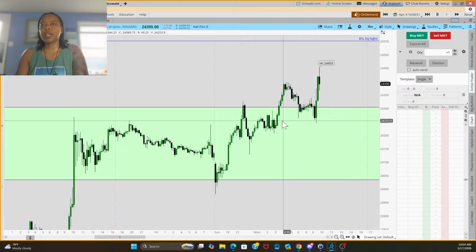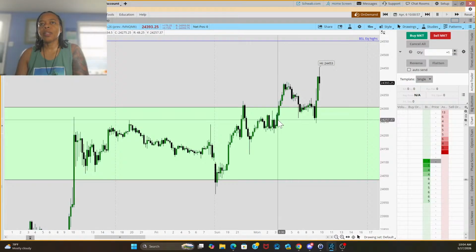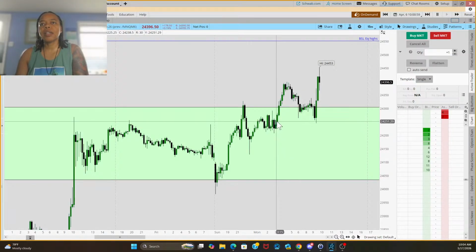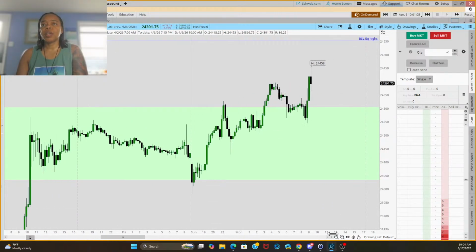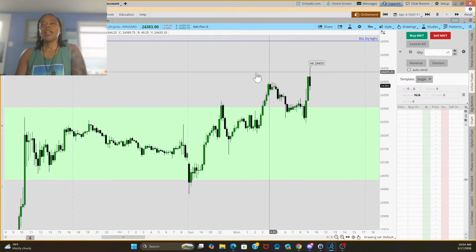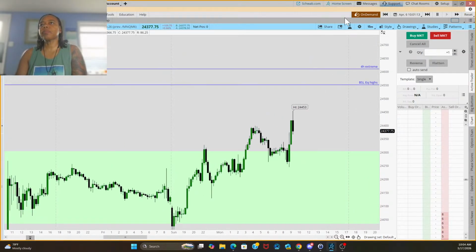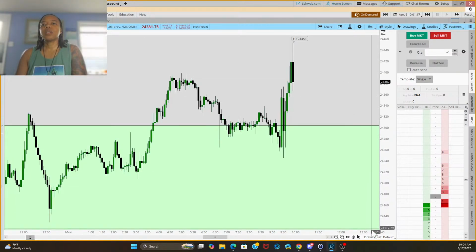Where's London lows? London lows are actually down here, so they didn't take that out. They just tapped into this order block right here, a tiny fair value gap, and then ran up. They did sweep liquidity, so there was some manipulation there. We had accumulation right here, a little manipulation right here, and then expansion. Let's take a look at this on the 5-minute.